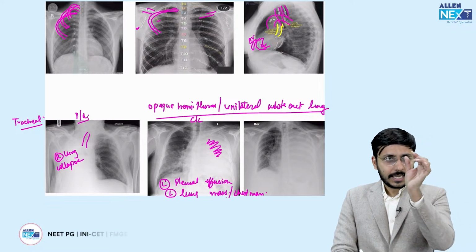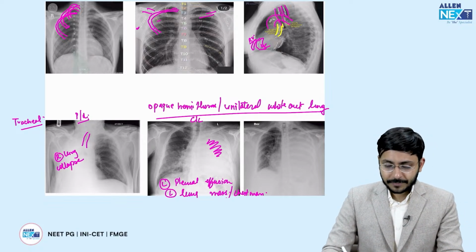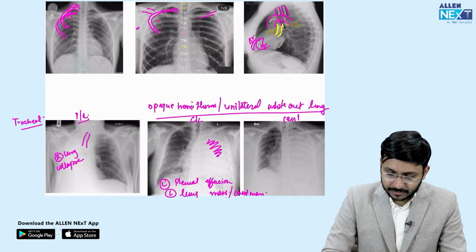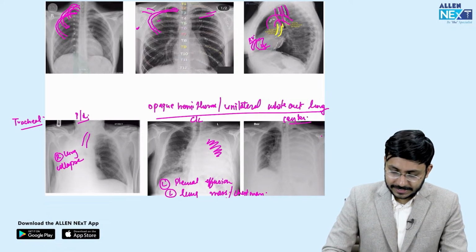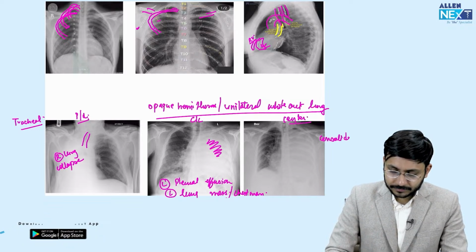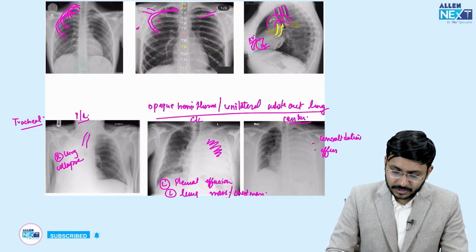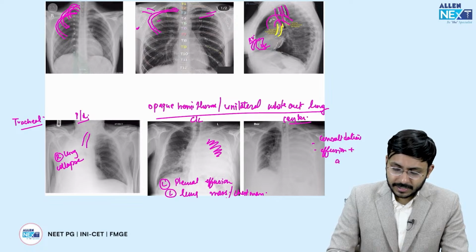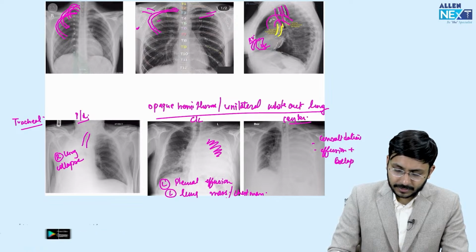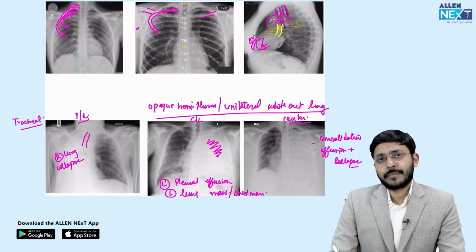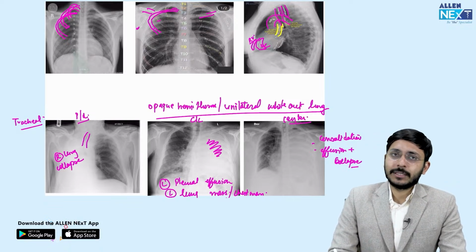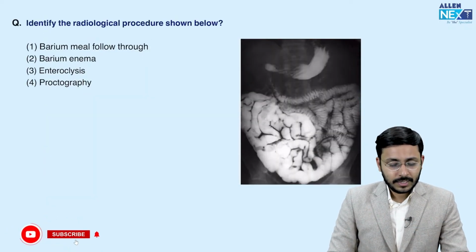But if the trachea is in the center, it is either consolidation or a pleural effusion with an associated underlying collapse of lung. So these are the DDs of opaque hemithorax. Moving on to the next question.